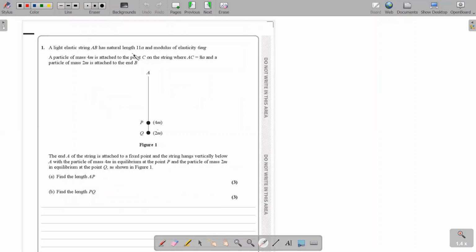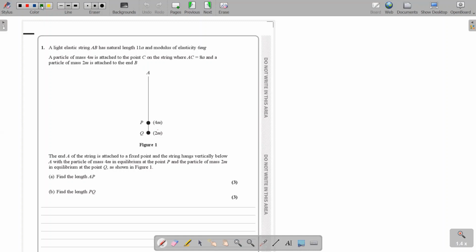string AB has natural length 11a and modulus of elasticity 6mg. A particle of mass 4m is attached to the point C on the string where AC equals 8a. Okay. And a particle of mass 2m is attached to the end B.